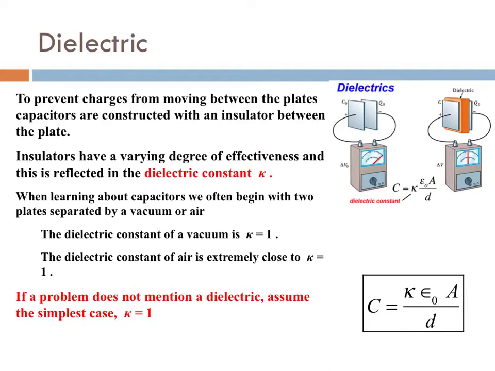Now, when we first started talking about capacitors, the dielectric constant K is equal to 1. This is true for a vacuum, meaning no air. But when there is air, it's still very, very close to K is equal to 1. So we're going to assume that it's equal to 1 in both situations. So if a problem does not mention a dielectric, you're going to assume that K is equal to 1. Again, what this dielectric does, it prevents charges from moving between the plates of the capacitors and are constructed with an insulator between the plate.